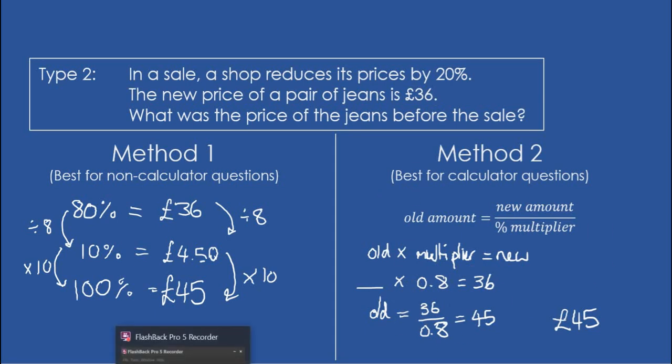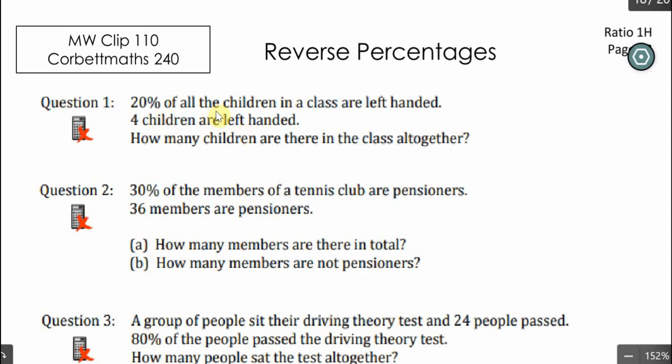Okay, let's have a look at some of the pack. 20% of all the children in the class are left-handed. 4 children are left-handed. So this is an example of the first kind of flavour that we saw on that. So we know 20% is 4 people. So how many people are in the class? We need to get back to 100%. Just times by 5, and that will give me 20 people in the class.